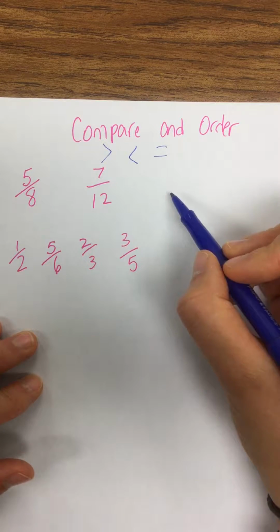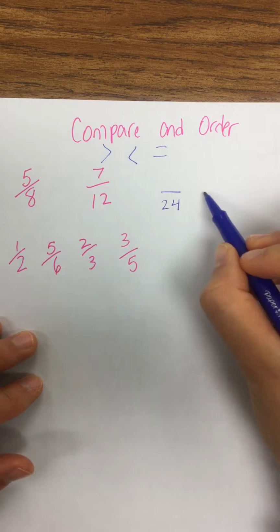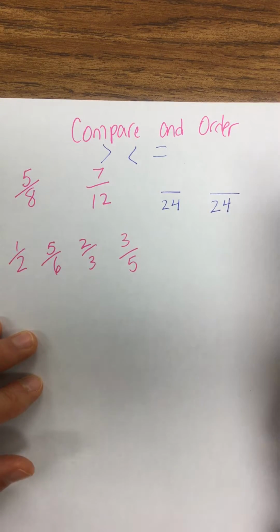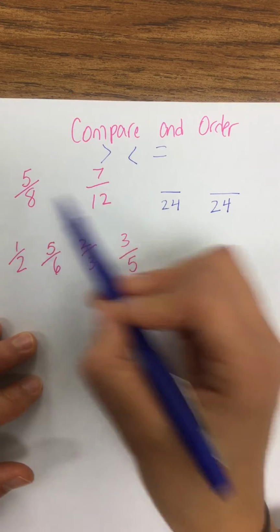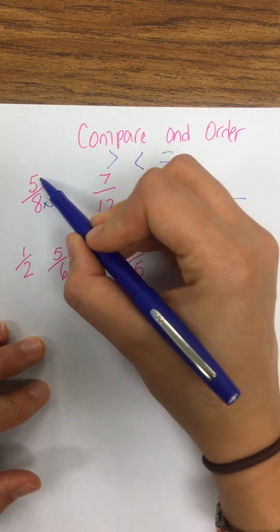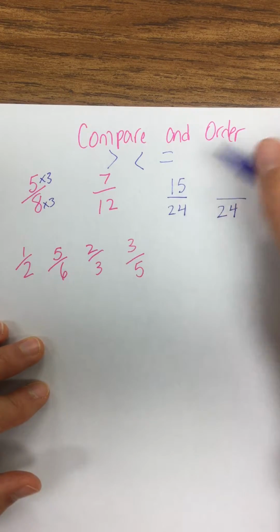And I know that both 8 and 12 are factors of 24. So I create new fractions equal to 24 on the bottom. You ask yourself, how do you get from 8 to 24? And I know that 8 times 3 makes 24, so I do the same thing on top. 5 times 3 is 15.